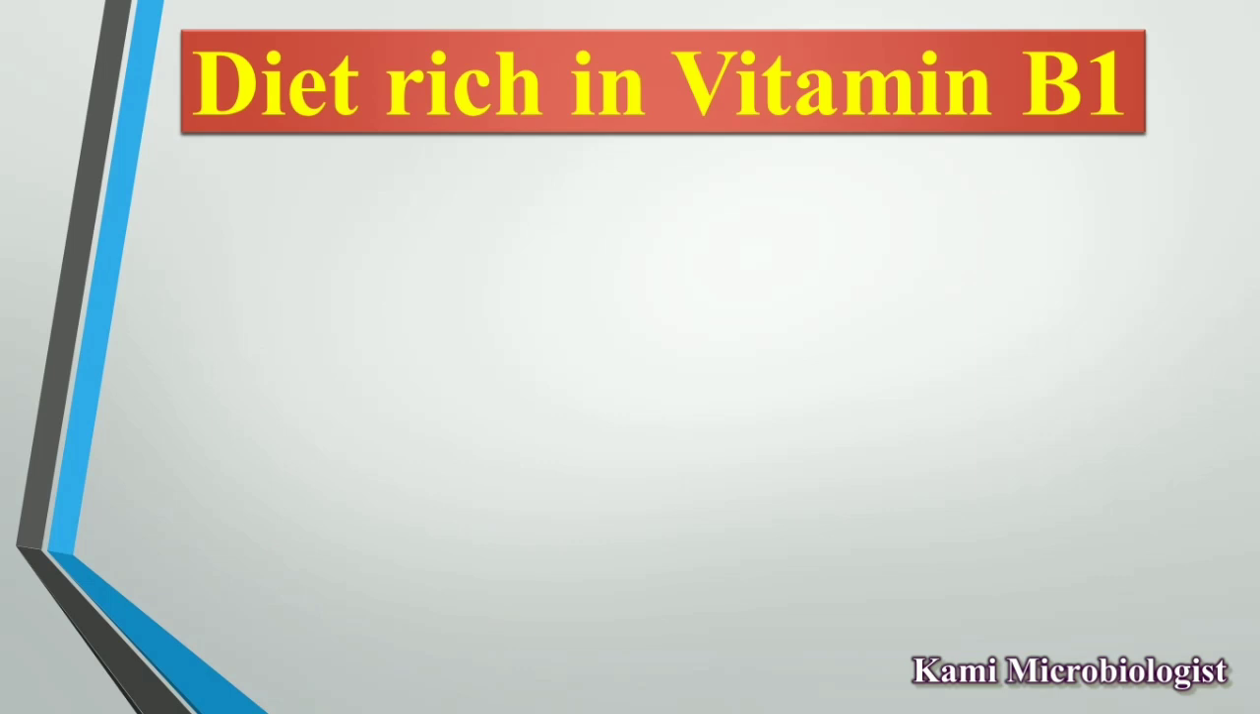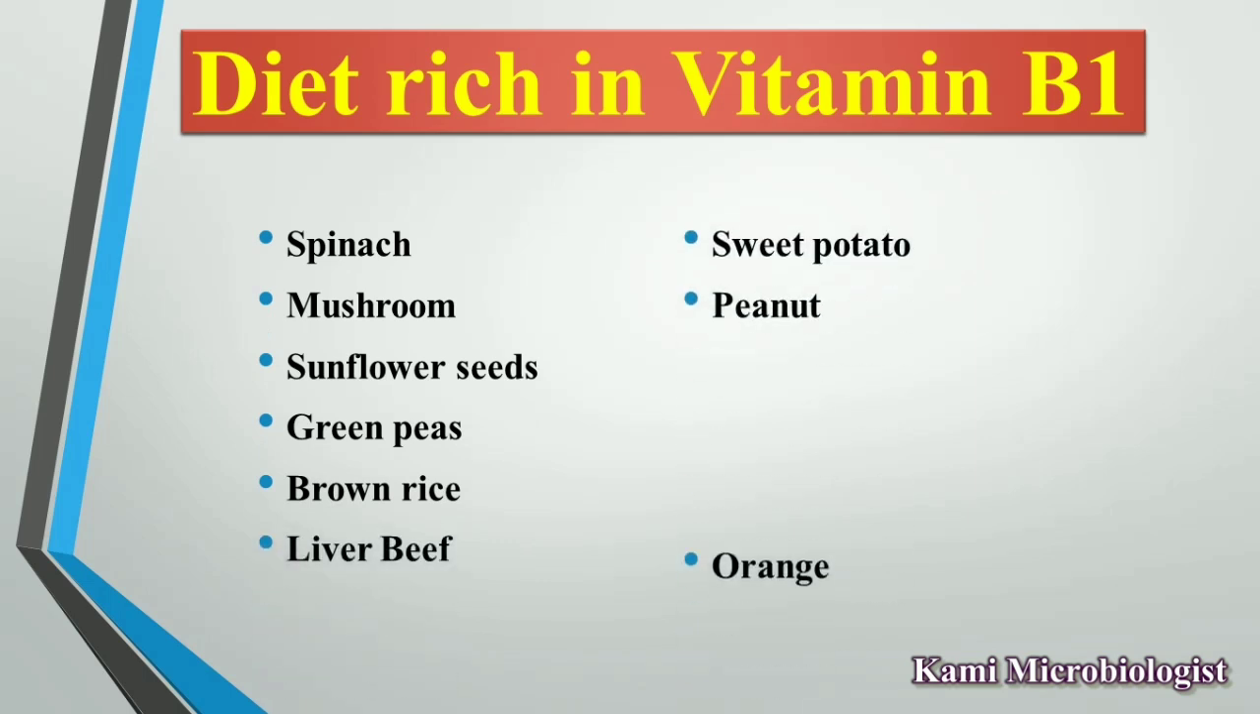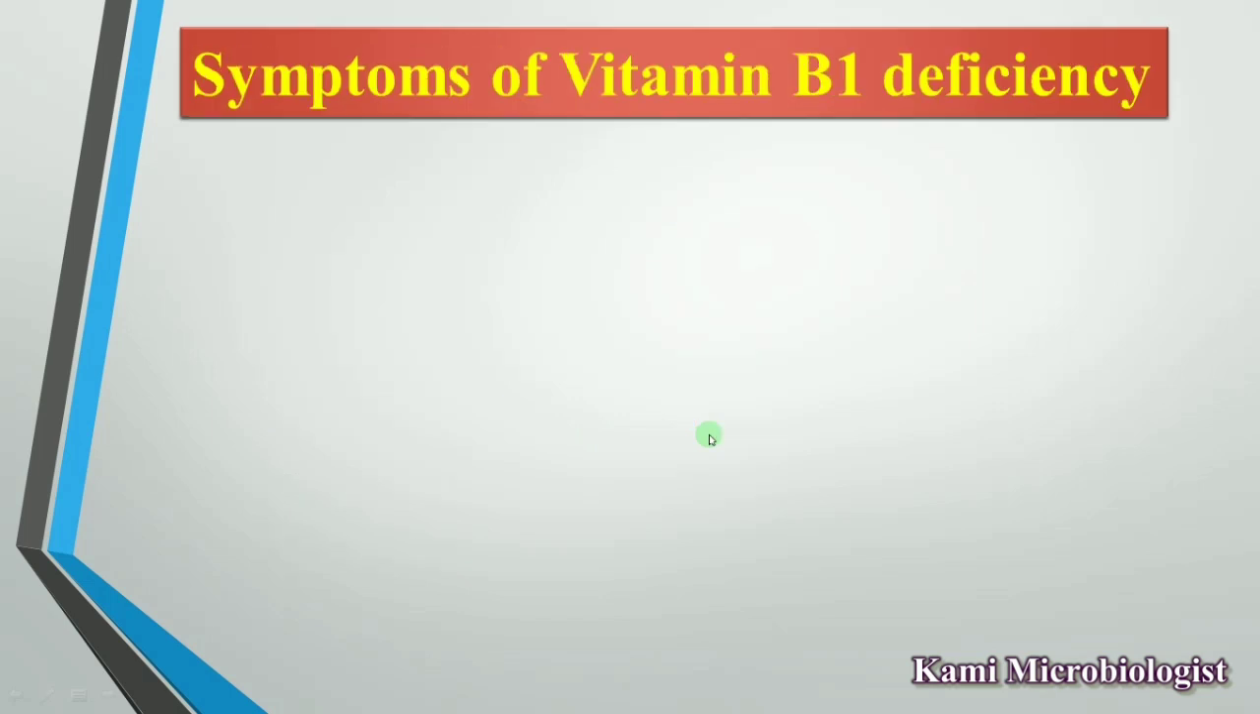Let's see the diet that is rich in vitamin B1. Spinach, mushroom, sunflower seeds, green peas, brown rice, beef liver, sweet potato, peanut, orange, egg, milk. These are the foods that contain vitamin B1 in a high amount.